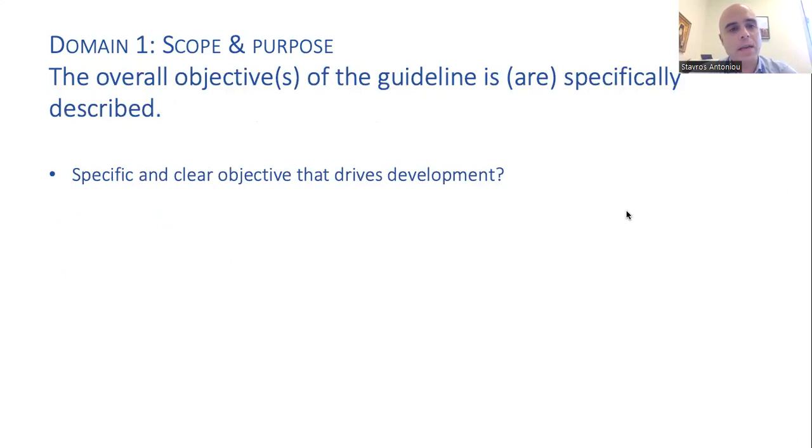Then the second item, the overall objective or objectives of the guideline are specifically described, and one needs to check whether there's a specific and clear objective that drives the development of the guideline. First, the objective needs to be reported, and second, there needs to be a clear rationale behind embarking on a guideline project.